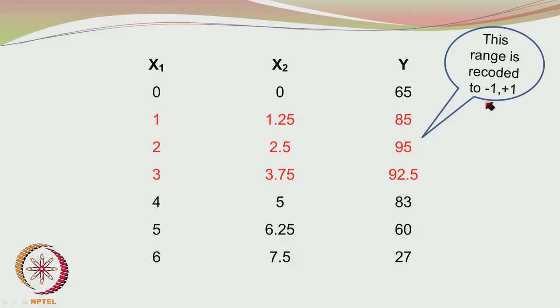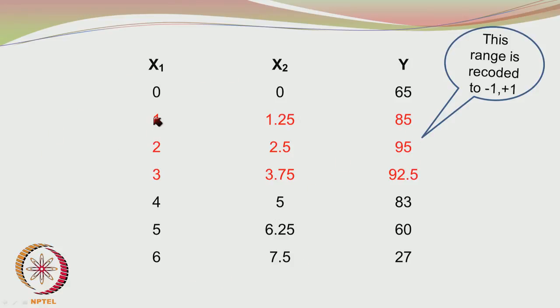So in the new so-called optimum location, we are again recoding our values, and we get the responses as 85, 95 and 92.5. So at 2 and 2.5, we are getting the maximum response 95.